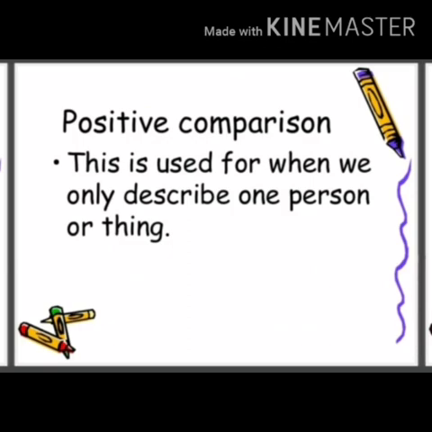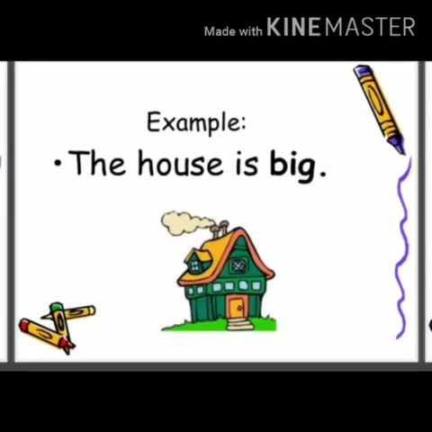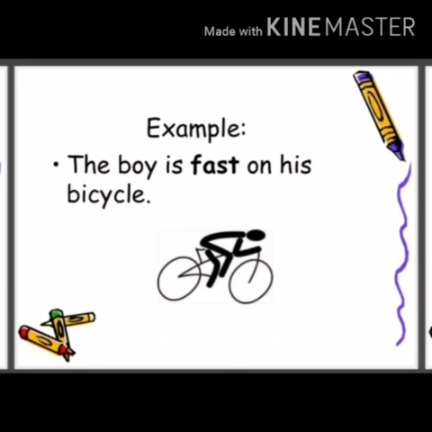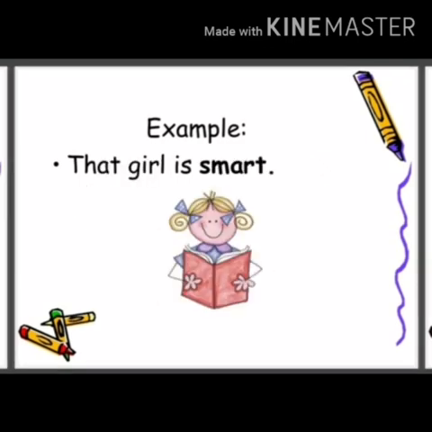Children, this is used when we only describe one person or thing. That means in this case, we do not compare one thing with the other. For example, the house is big. You can see, children, that we are not comparing one thing with the other. We are just telling that the house is big. In the next example also, the boy is fast on his bicycle. So here we are just describing a person or thing. In the next example also, that girl is smart. So we are talking about the girl who is smart.